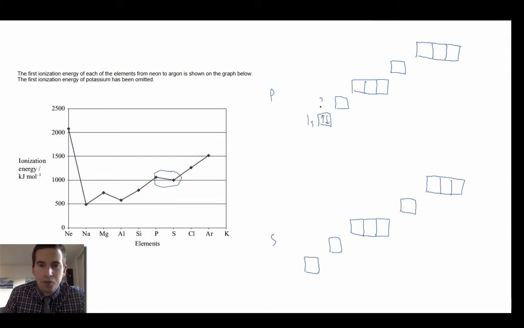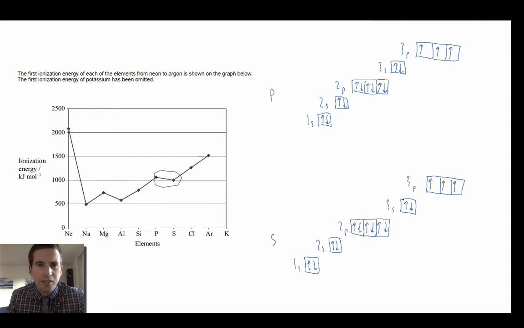1s2, 2s2, 2p6, 3s2, 3p3. Now hopefully you can remember when you are adding electrons into a p subshell, you must put one electron in each orbital, as I've done here, before you pair them up. Now with phosphorus, we now have an unpaired electron in each of the orbitals. So therefore, when we draw out the electronic configuration of sulfur, we are adding the last electron into an already occupied orbital.